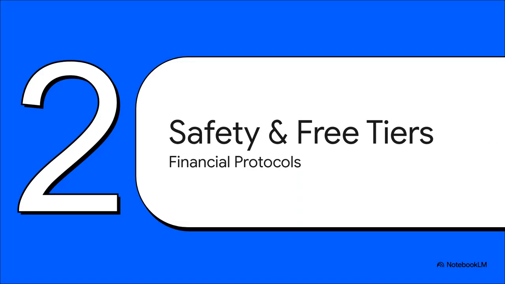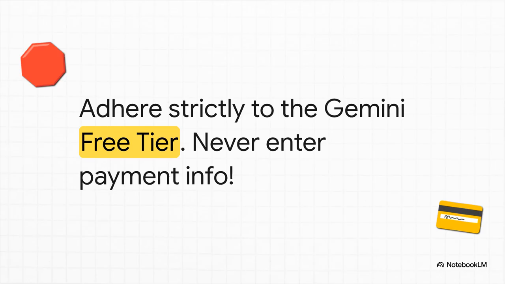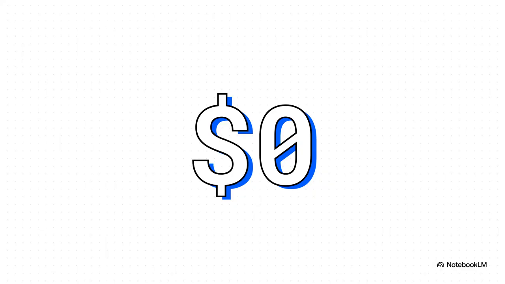Moving right along to Section 2, API safety and free tiers, covering our essential financial protocols. Okay, I'm going to stress this a couple of times throughout our explainer today because it is literally that important. When using the Gemini API, you must adhere strictly to the free tier that is available. You absolutely, under no circumstances, should enter payment information, like a credit card number, into any system or console you use for this. The free tier provided via Google AI Studio is incredibly robust, and it perfectly covers the vast majority of our district's tool use cases. The magic number here is 0. Your API costs should always remain exactly $0.